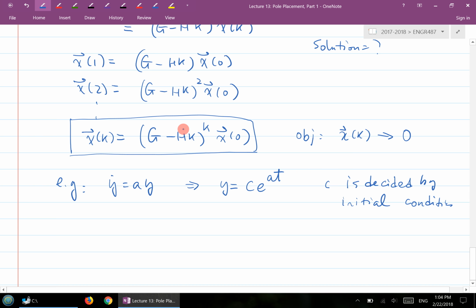Yes. The k in the exponent, is that different than the gain k? Oh yeah, you're right. This is a different one. This is absolutely good. So this should be a small k. This is the gain k here. Very good.